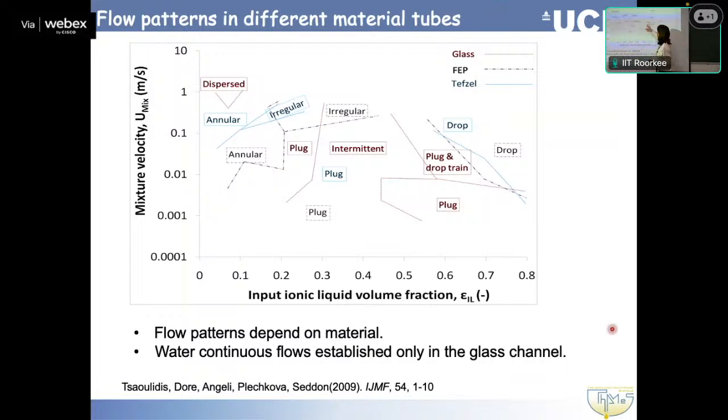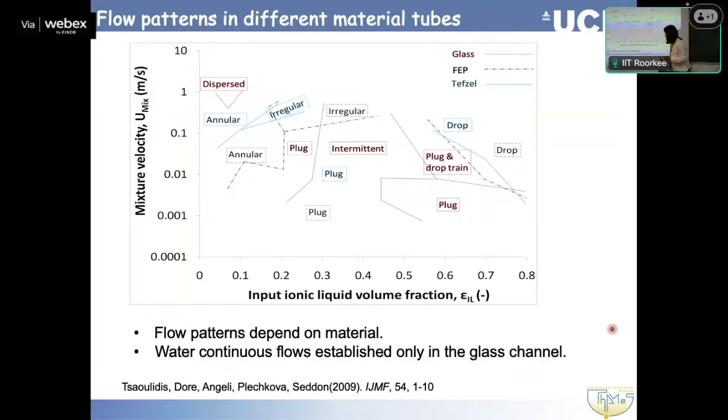And as you would expect, the two polymeric materials are a bit closer, while the glass one gives quite a large difference. And what is not so good in this case is that the glass one gives the smaller region of the plug flow. In these cases here, the ionic liquid was the continuous phase and the water was the dispersed phase.